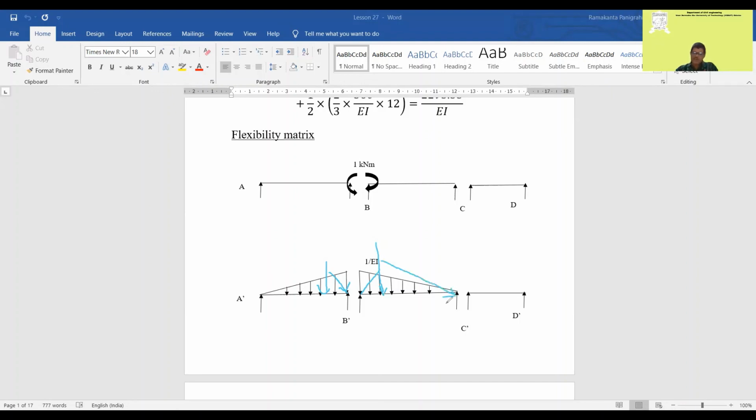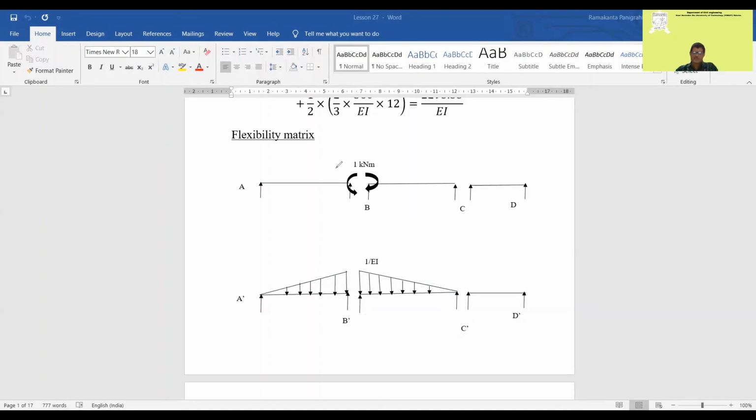So 1/3 of this side will be the reaction here, 2/3 will be the reaction here, 2/3 will be the reaction here. Then both will be added to find out delta 1/1. And delta 2/1 will equal 1/3 of this. So that is being done in the next step.